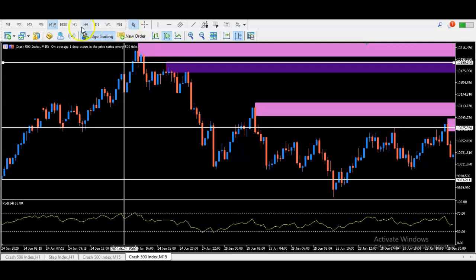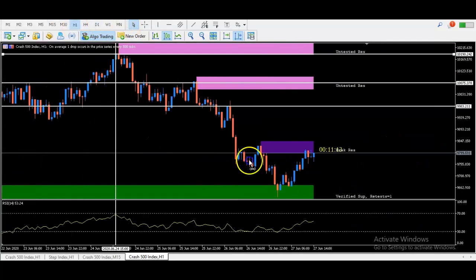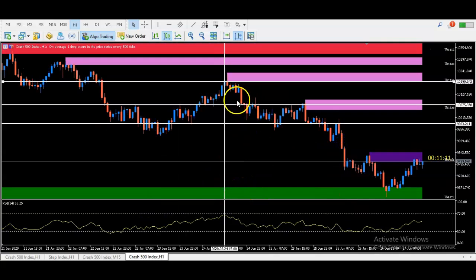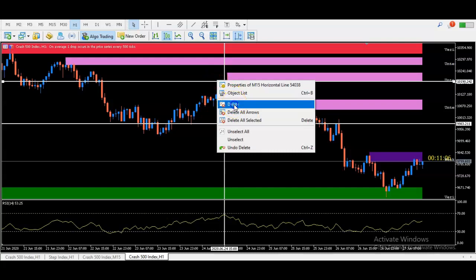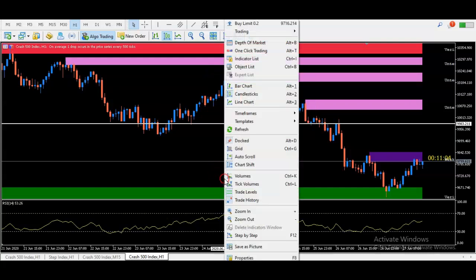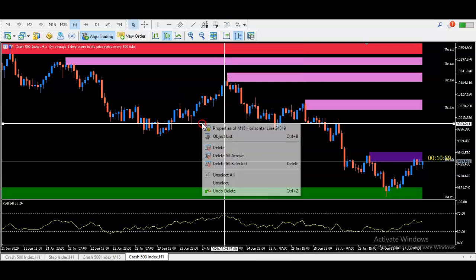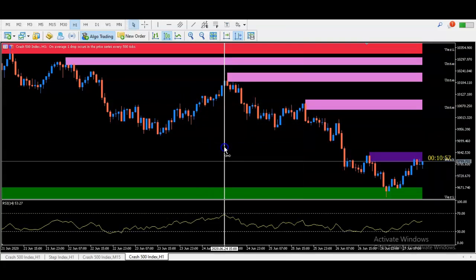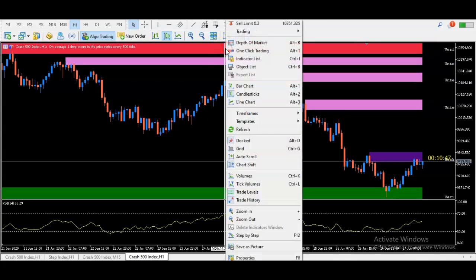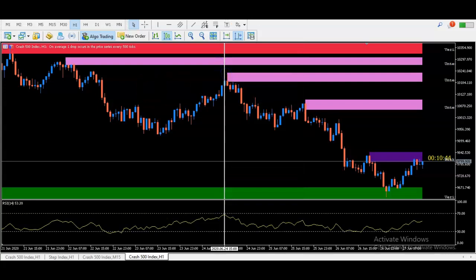Right. So go back to H1. Let's delete this. Let's put one more, then we'll be done. Remember, there are ways to time your entry and make it even sharper, so that the drawdown is very minimal. Okay. So let's delete this.